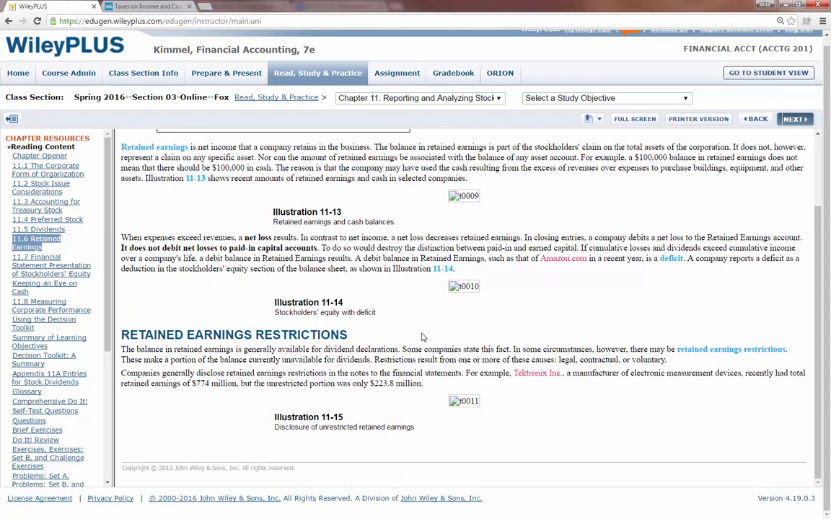Also, look in big bold letters, retained earnings restrictions. Check that term out, make sure you understand it. Always the terms.